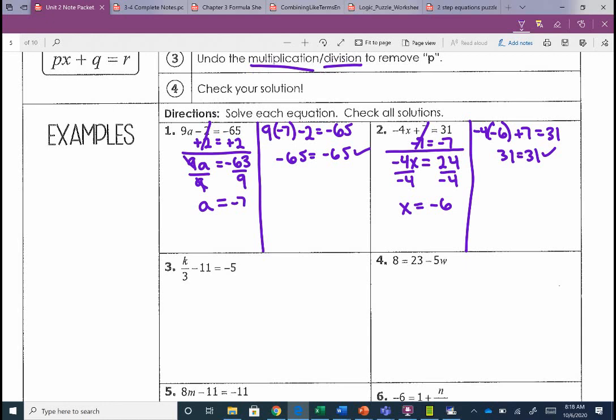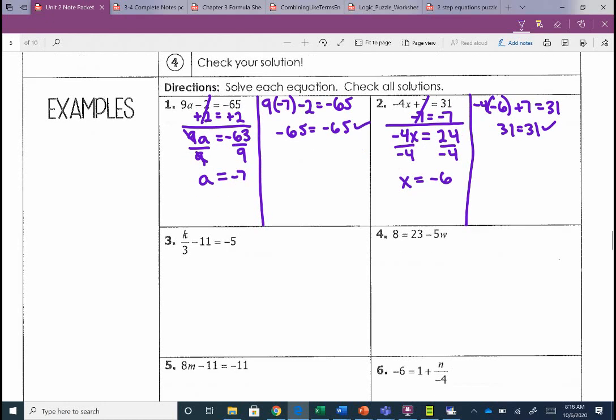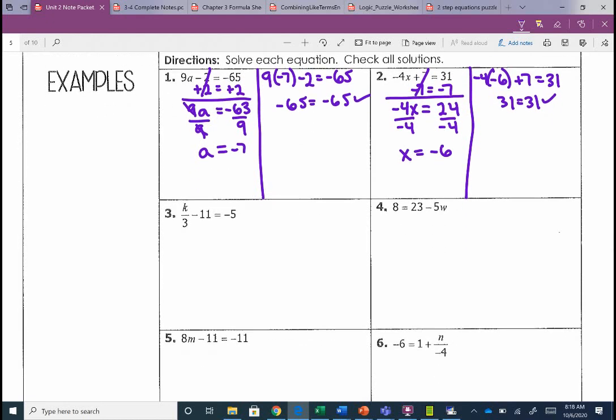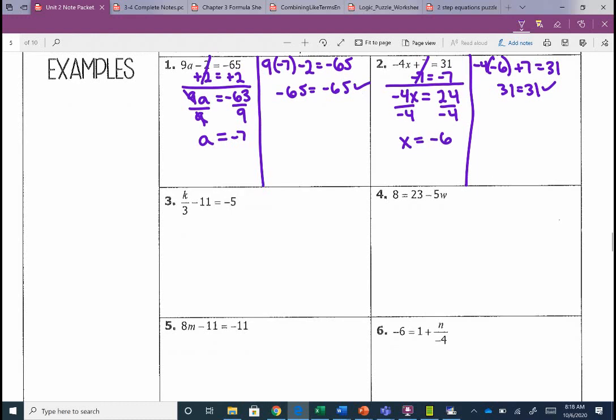I want to try one more together with you and then give you guys some time, give you a couple more to try. And we're just going to kind of keep checking as we go. I'll try one, then I'll have you guys do a couple, and we'll see where we're at. Okay? So number 3.